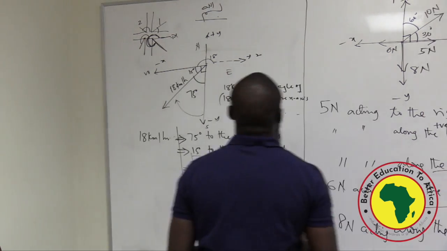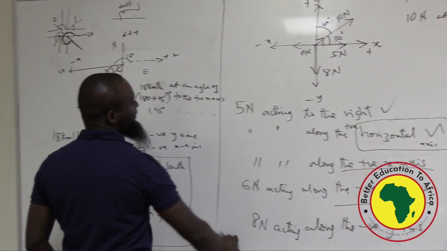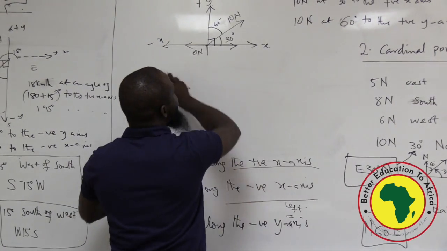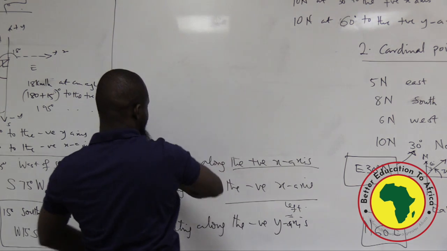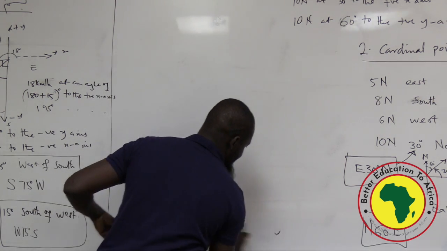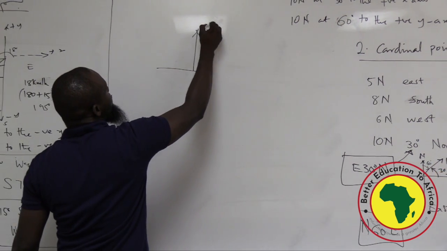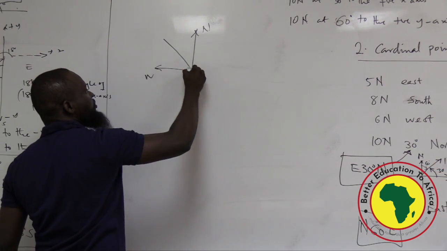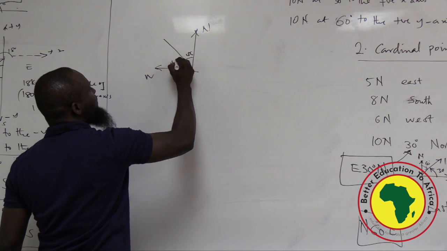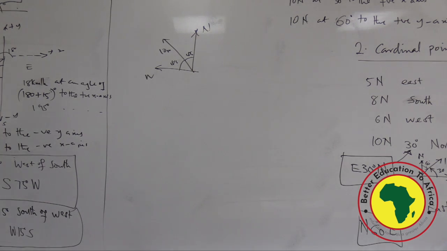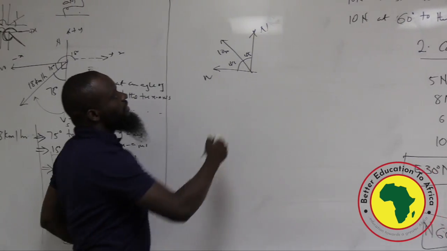So if I say represent a displacement of 10 meters northwest: this is north, this is west. Northwest means there is no angle. It's just going to be 45 degrees. So this is a displacement of 10 meters northwest. I always have to put my arrow, don't forget. The arrow tells you the direction.